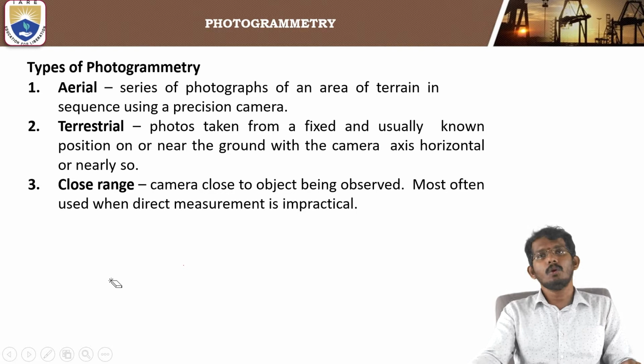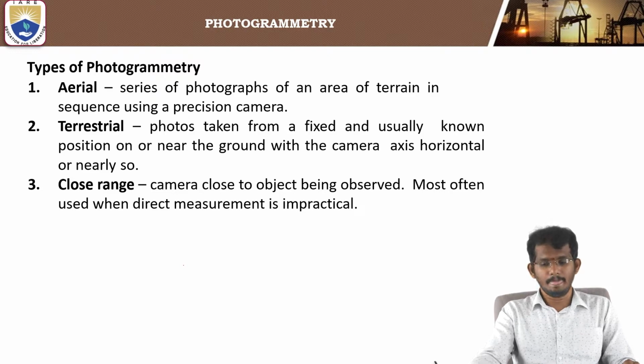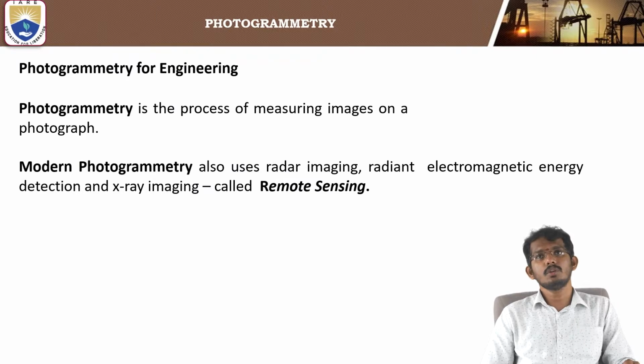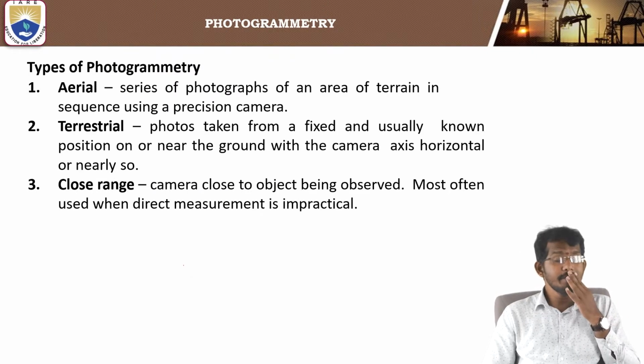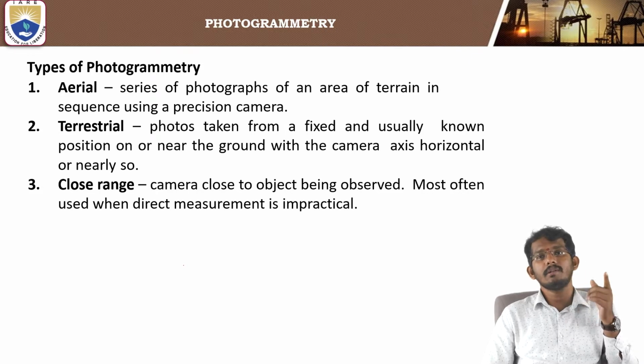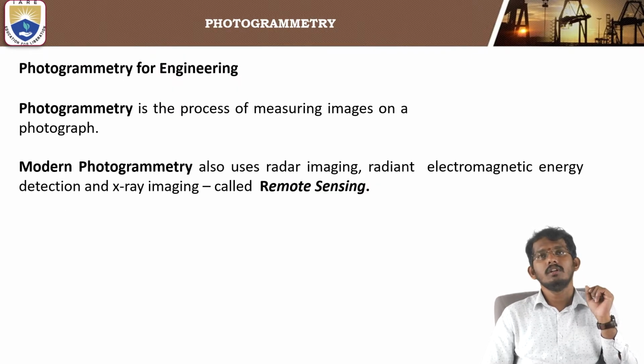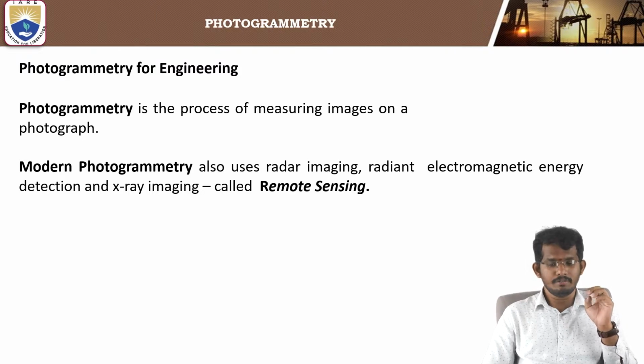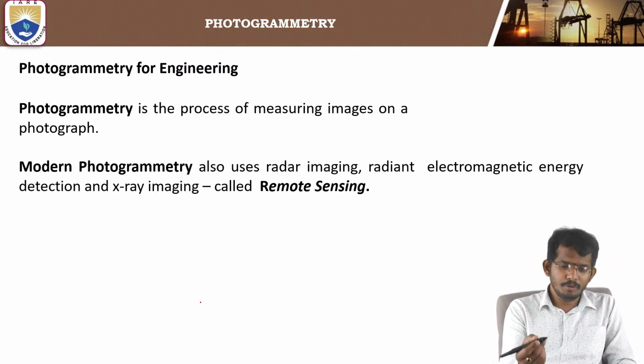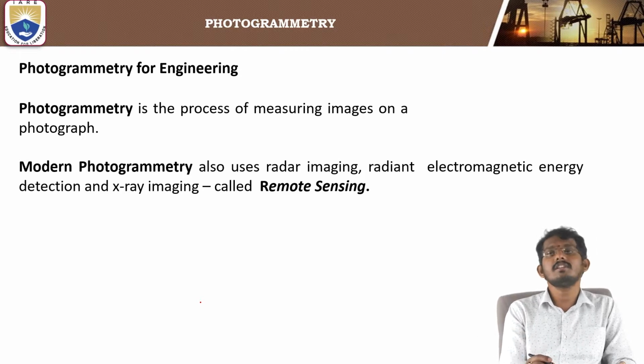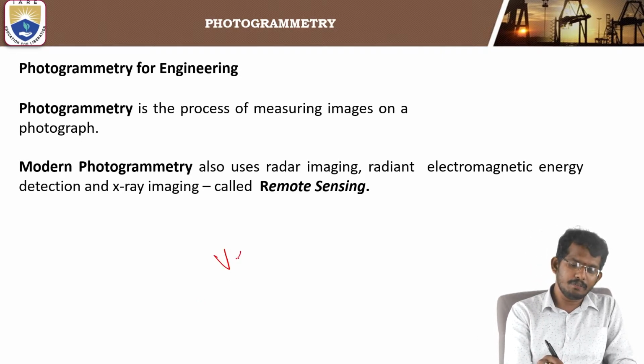Close range photogrammetry is where the camera is close to the object being observed, most often used when direct measurement is impractical. So when direct measurement is not practical, we go for close range photogrammetry. In this course we discuss terrestrial and aerial photogrammetry. Photogrammetry for engineering is the process of measuring images on photographs. Before going to photogrammetry, we discuss types of photographs: vertical photographs and oblique photographs.